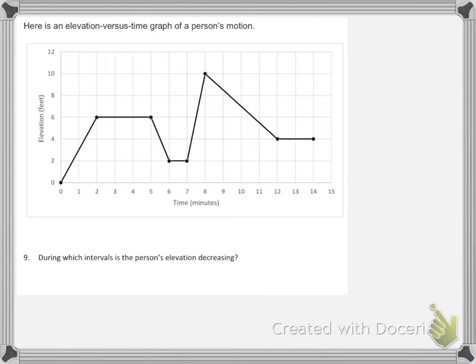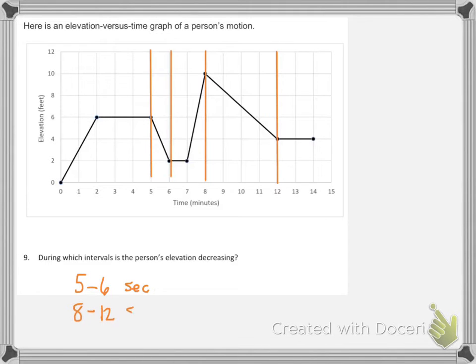Okay, number 9. During which intervals is the person's elevation decreasing? Well, that's when our elevation goes down. So that's happening from 5 seconds to 6 seconds. And I see it happening again from 8 seconds to 12 seconds. So there's our answer. From 5 to 6 seconds, that is a decreasing elevation. And then from 8 to 12 seconds, that is a decreasing elevation as well.